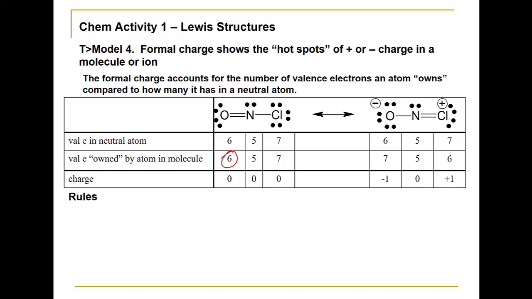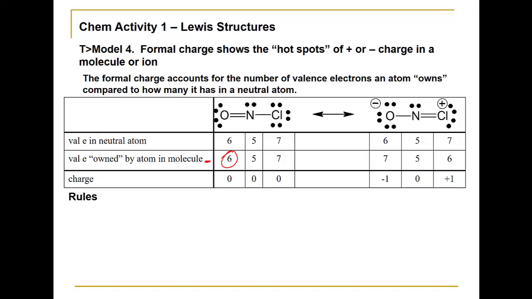In a similar way, if we look at the nitrogen, nitrogen owns 1 lone pair, so that's 2 electrons. It owns half of 6 valence electrons, so that's 3. 2 plus 3 gives us 5. The chlorine owns 6 electrons that are lone pairs, plus half of a bonding pair, so that's a total of 7 electrons. And then the idea is that we subtract from the electrons in the neutral atom the number of electrons that are owned by the atom. So in a sense, we're subtracting these numbers here. And you can see that there are no formal charges on the atoms in the left-hand resonance form.